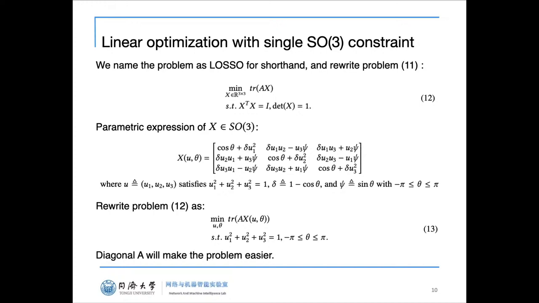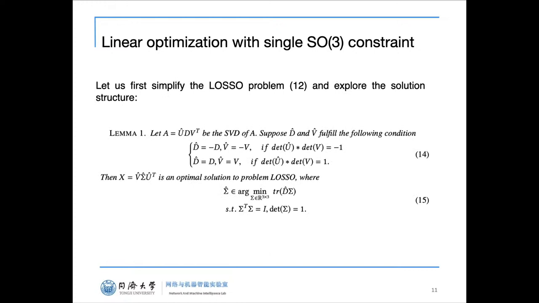To simplify the notation, we have rewritten the problem as follows. For a three-dimensional matrix X belonging to SO(3), it has a parametric expression, that is, the axis-angle representation, as follows. Hence, problem 12 can be converted to an optimization problem with respect to u and theta, as formula 13. It can be seen that if A is diagonal, then the problem becomes much easier. Let us first simplify problem 12 and explore the solution structure, which is stated in the following lemma.